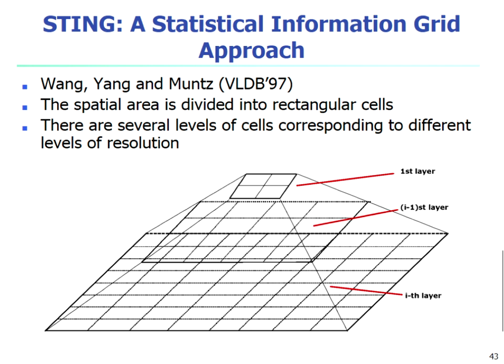This is an illustration of STING, the Statistical Information Grid approach. The spatial area is divided into rectangular cells, and there are several levels of cells corresponding to different levels of resolution. So here, for example, we have the first layer, here we have the second one, etc. So there are many levels.